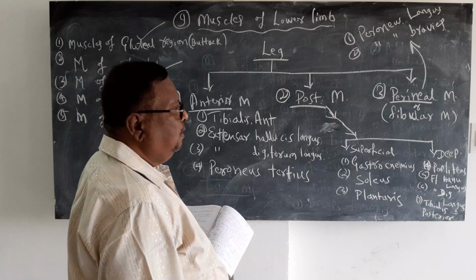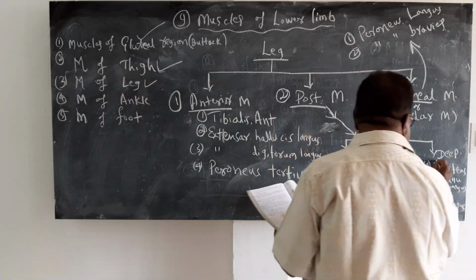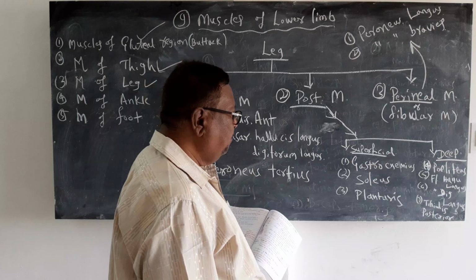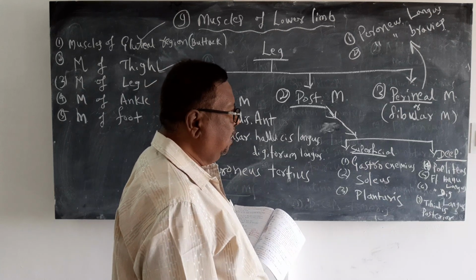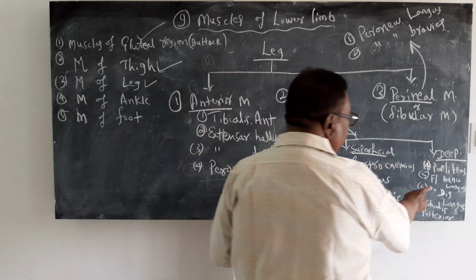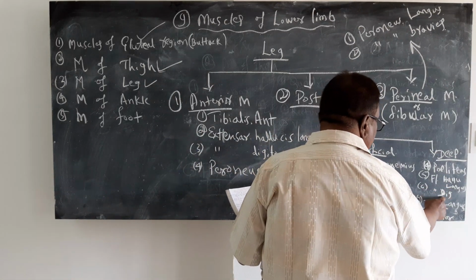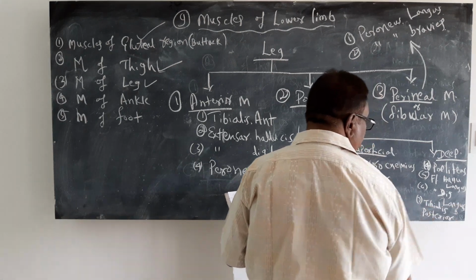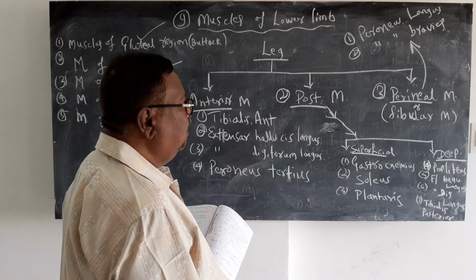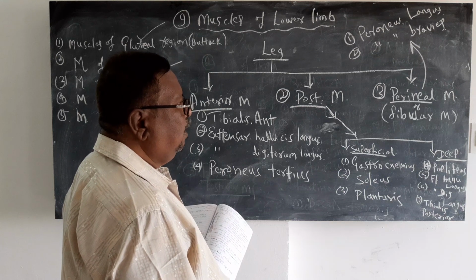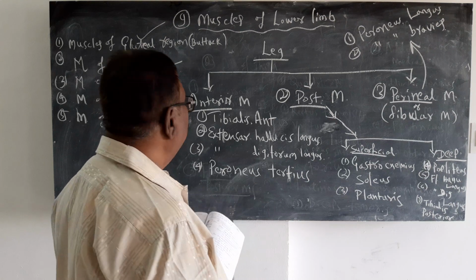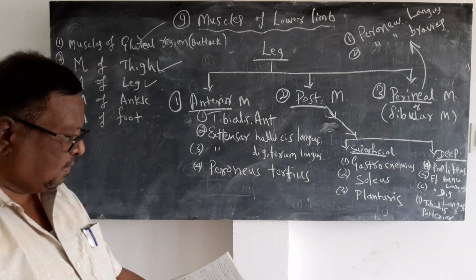Coming to the posterior muscles, there are two types, the superficial and the deep muscles: gastrocnemius, then soleus, then plantaris are the superficial muscles. Deep muscles are popliteus muscle, flexor hallucis longus, then flexor digitorum longus, then tibialis posterior. So these are the total 7 muscles present in the posterior portion. Coming to the peroneal or the fibular portion, there are only two muscles: peroneus longus, peroneus brevis. So these are the leg muscles.